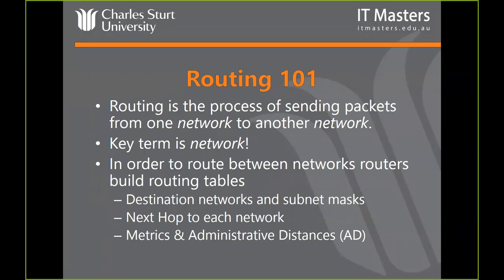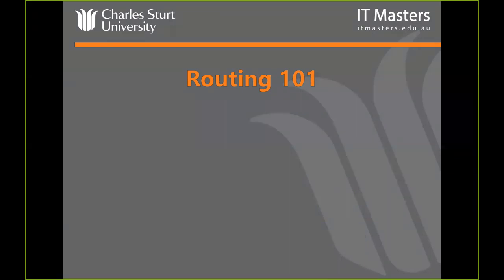So in order to be able to get packets from one network to another, the routers have to have a knowledge of destination networks and their associated subnet masks, as we spoke about in IP addressing the other week. They also need to know what the next hop to each network is. So who does router A send the packet to in the next hop in the direction of getting to the destination host? And then lastly, they need to have an understanding of the metrics or administrative distances that are involved with that particular route in the routing table. If that doesn't mean much to you, it will by the end of this evening.